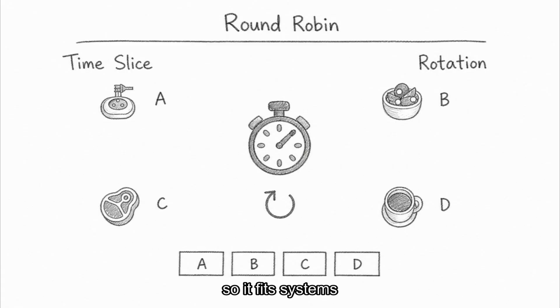It fits systems with a lot of user interaction. But if the quantum is too short, the system spends more time switching than actually doing work, so the overhead is going to be large. If the quantum is too long, then it becomes similar to FCFS, first come, first served.